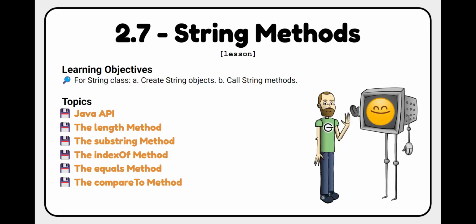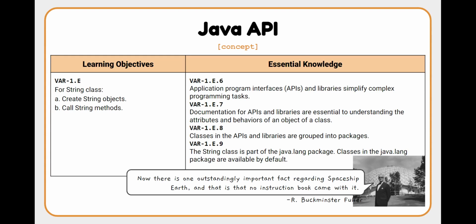2.7. You ready to use some string methods? Here we go. For our first concept, we'll be talking about the Java API, our learning objective for string class: create string objects, call string methods.